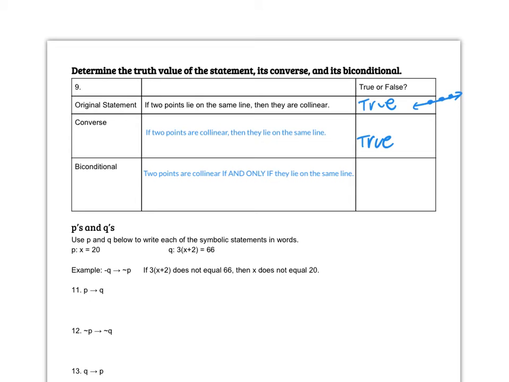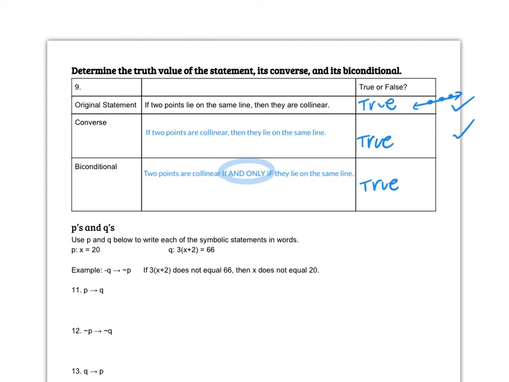Now, the biconditional puts these two statements together. We say 2 points are collinear if and only if they lie on the same line. I like to call this my super if. If your original statement is true and its converse is true, then the biconditional is also true. And it's kind of a combined way of expressing the truth of both the converse and the original statement in just one big, powerful statement. This if and only if allows us to say that 2 points are collinear if they lie on the same line, and also that if 2 points lie on the same line, then they're collinear. It communicates everything that was in the conditional and its converse in one statement.